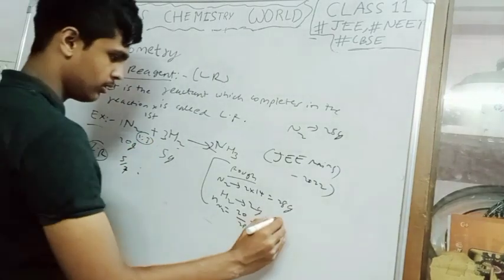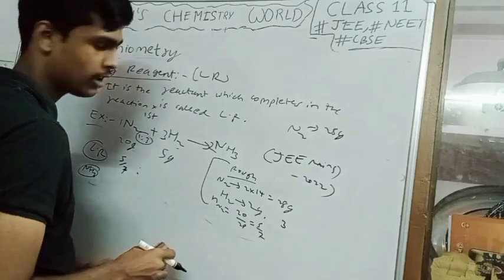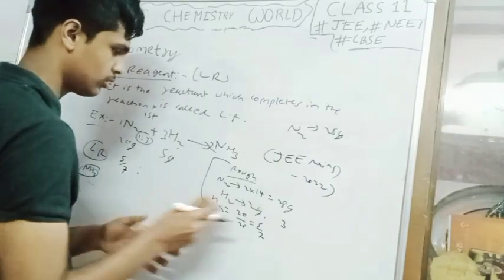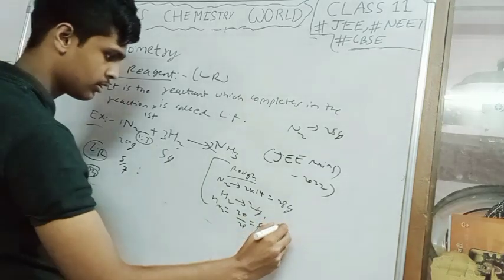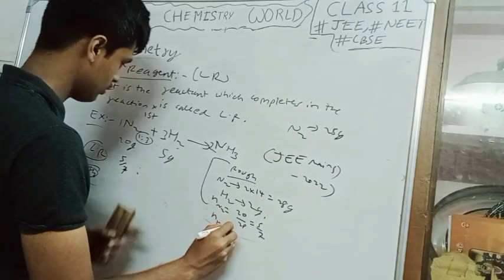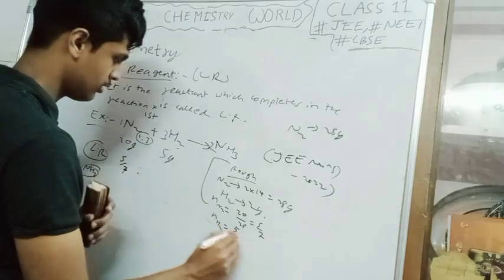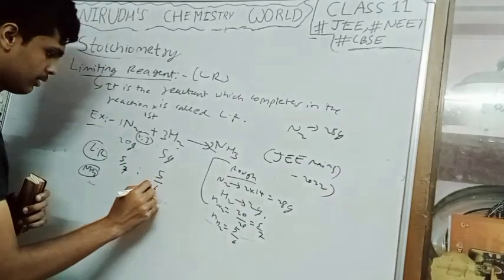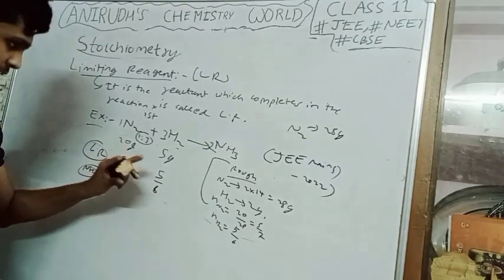Now for hydrogen, the given mass is 5 grams and the molar mass is 6 grams, as the moles of hydrogen are 3. So number of moles of H2 is equal to given mass by molar mass, which is 5 by 6. This is the molar ratio. Okay, molar ratio. First let us see for this.